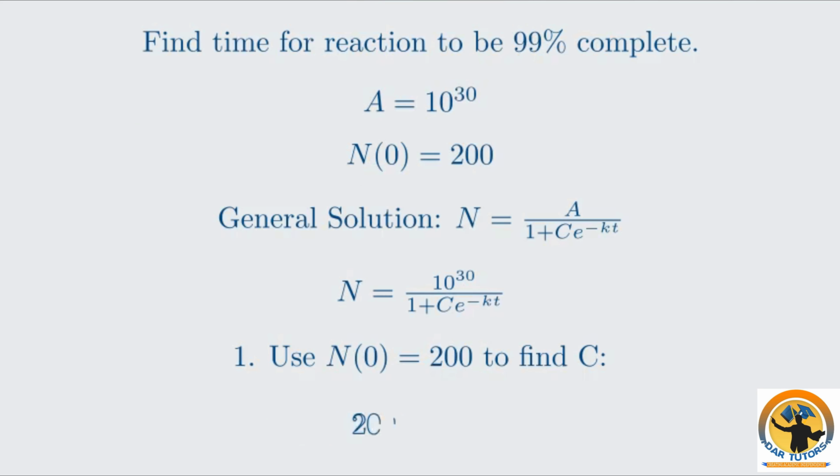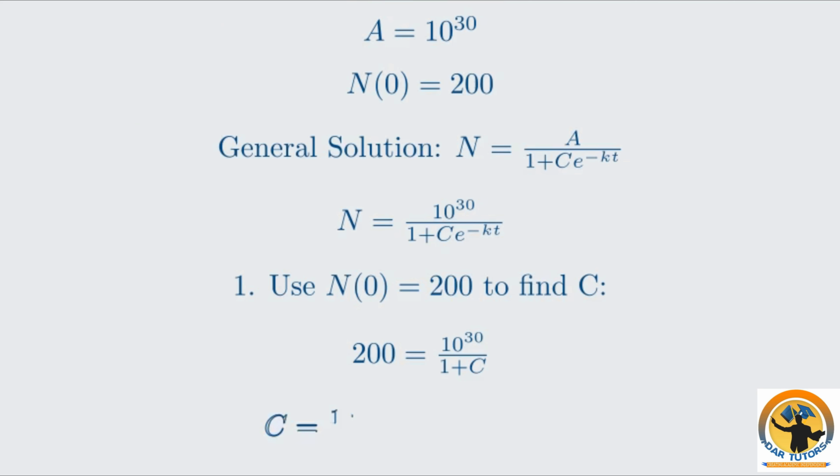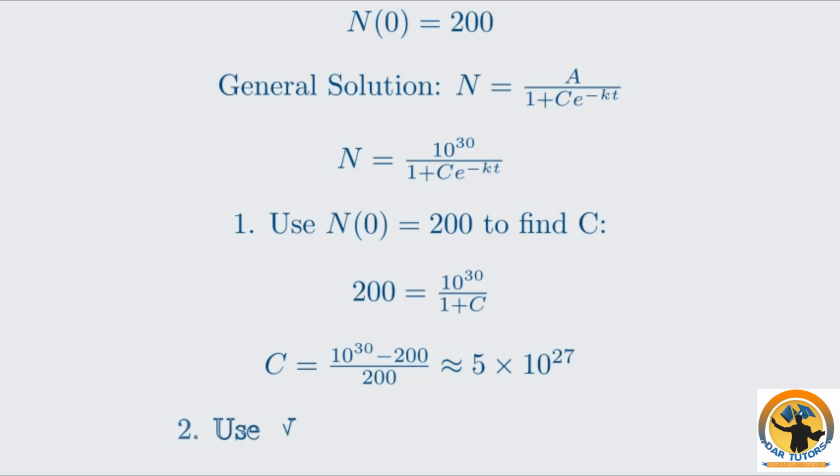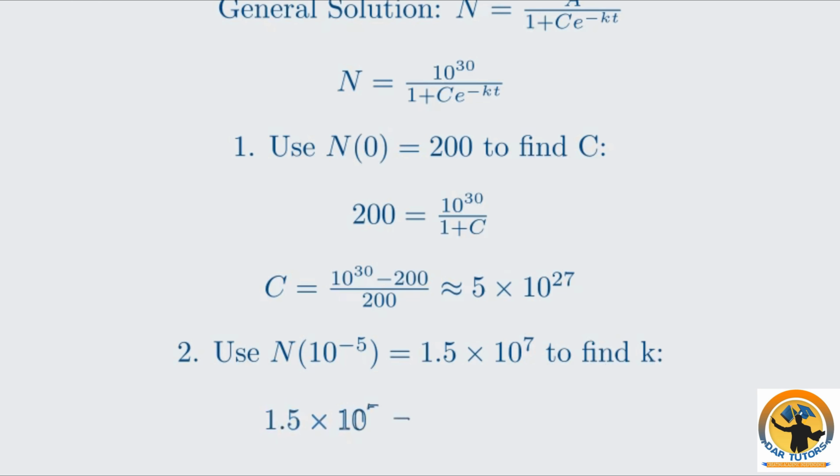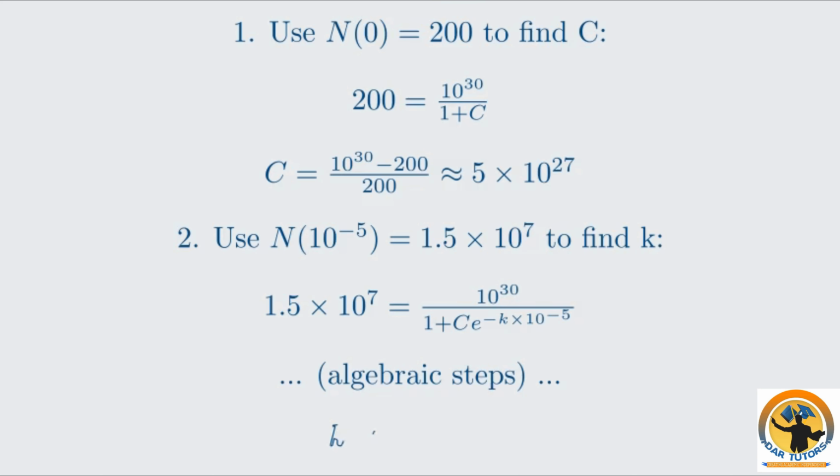Using the first condition, N0 equals 200, we find that C equals (10 to the power of 30 minus 200) divided by 200. This is a very large number, approximately 5 times 10 to the power of 27. Now we use the second condition, N(10 to the power of negative 5) equals 1.5 times 10 to the power of 7 to find K. We substitute this into our equation along with the value of C we just found. After some algebraic manipulation, we find that K is approximately 1.2 times 10 to the power of 12.